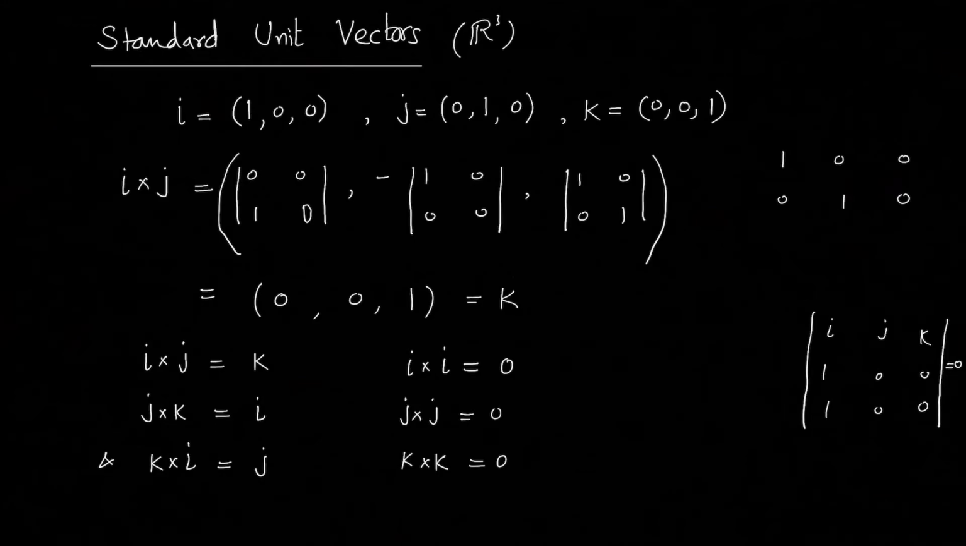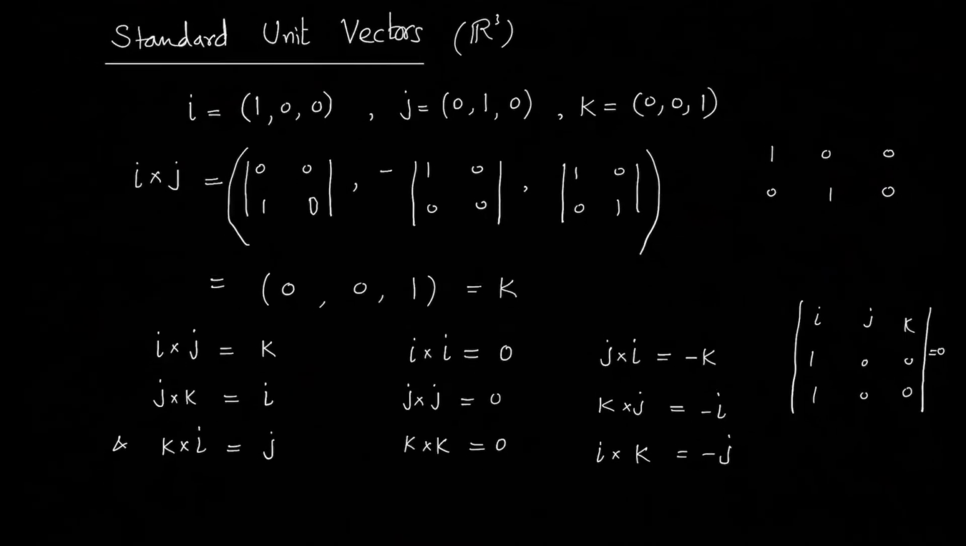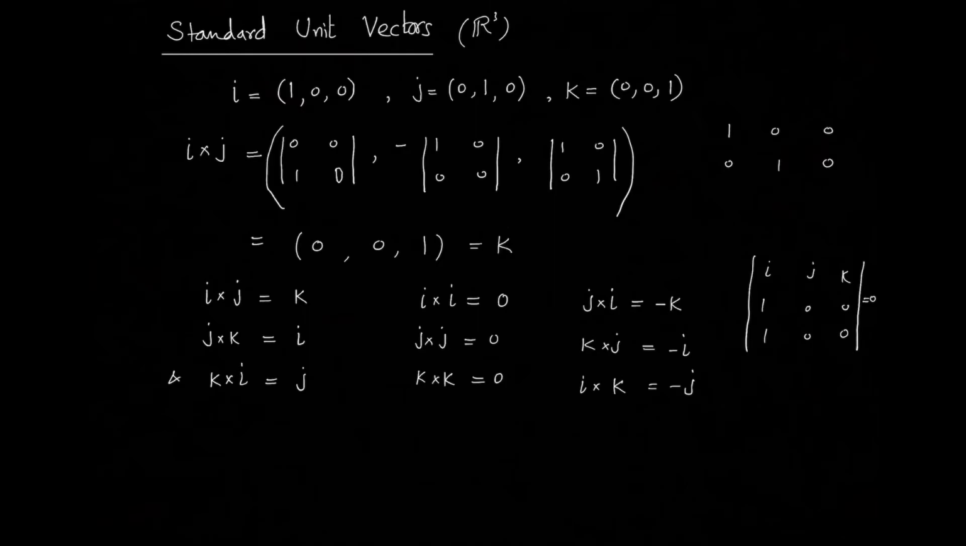So let us see the other possibility of cross product of the standard unit vectors. That means if we take j cross i, it will come out to be minus k. If we find out k cross j, it will come out to be minus i, and i cross k will come out to be minus j. So these are all the possibilities of cross product of the standard unit vectors.